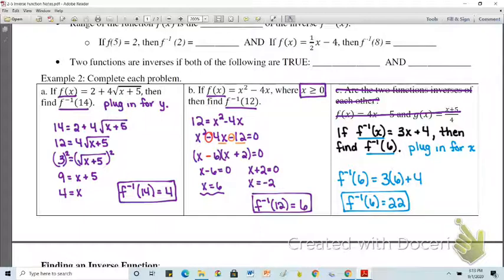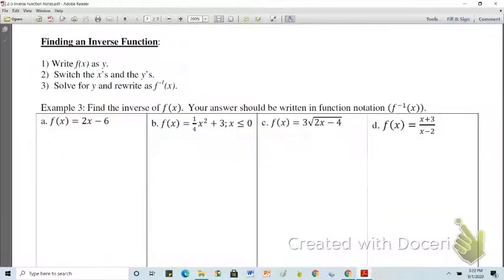Okay, now how do we find the inverse of a function? The part above was we were evaluating the inverse of a function. Now I need to write it as a function. So I have a 3-step process. Step 1 is write f of x as y. Step 2, we're going to switch all of our x's and our y's. Step 3, we're going to solve for y and rewrite as f to the negative 1 of x.